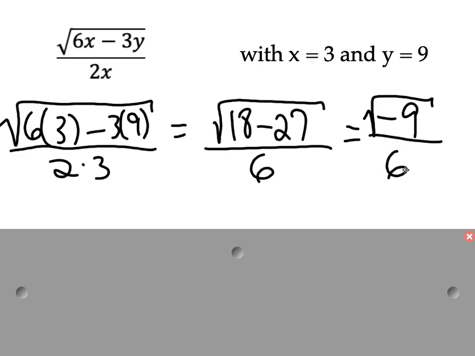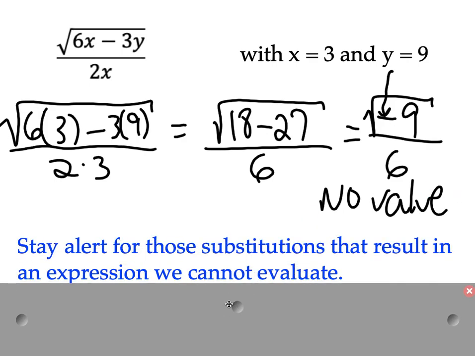Later on in this course, we'll discuss how to take the square root of negative 9. Despite the fact that you might think that it's negative 3, remember that negative 3 times negative 3 is positive 9, not negative 9. Because that negative symbol is inside of the square root, that expression has no value. We aren't able to finish the calculation because part of the expression cannot be evaluated. In this case, it's a good reminder to stay alert for those substitutions that result in an expression that we cannot evaluate.